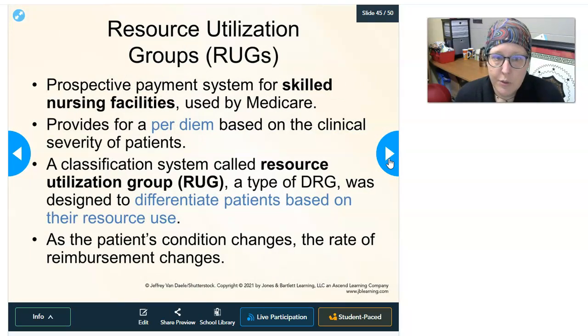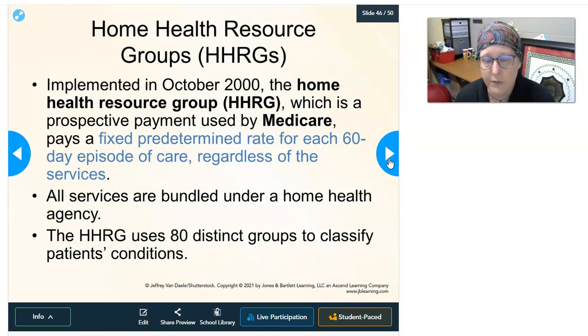The resource utilization groups is a prospective payment system for skilled nursing facilities. It is used by Medicare for nursing homes and such. It provides a per diem, so that's per day, based on the clinical severity of patients. So the nursing home gets X amount of dollars per day to take care of their patient. To classify these patients by need, they used this resource utilization group, so it's a type of DRG. It was designed to differentiate patients based on their resource use: how much time from the nurses they take, how much help they need, how many medications they need, and all that kind of stuff. And of course, as a patient's condition changes, the rate of reimbursement changes. If they start using more and more services, the reimbursement to the facility would go up, obviously.